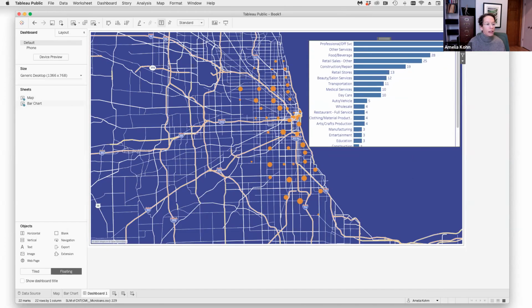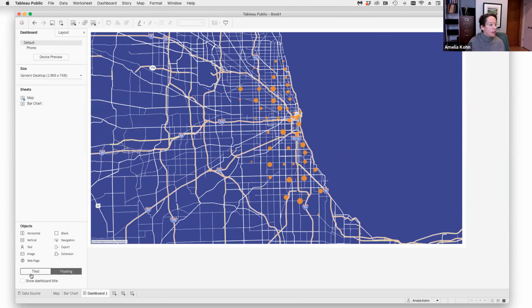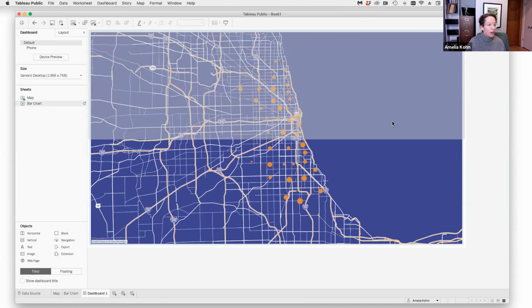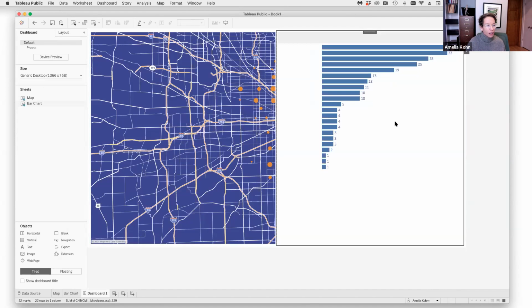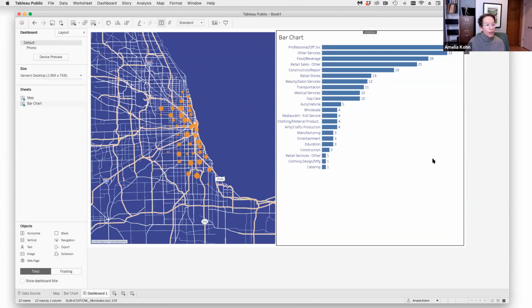The other way, I'm going to close it and just show you. The other way, if I clicked on tiled and brought out the bar chart, it would just fill up half of the screen. So you can do it either way, whichever you prefer.